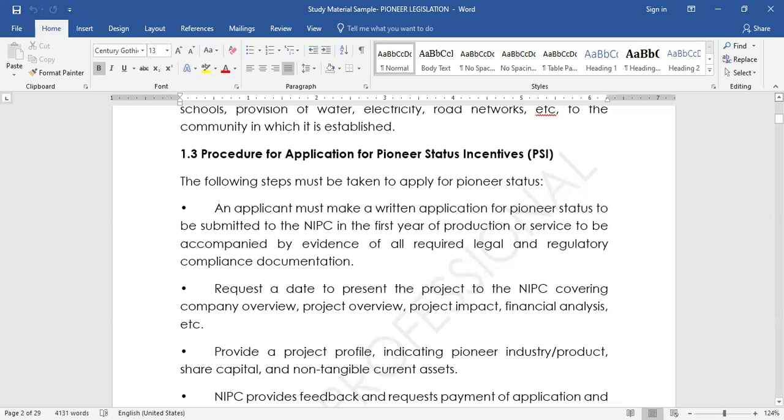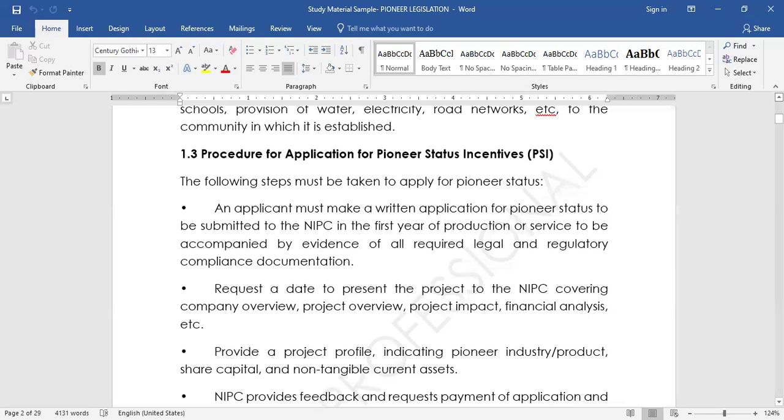After you have made the application in writing, you will request for a date that you will make a presentation of your project. On your date of presentation, you will tell them what kind of product you want to produce, how the product is going to be produced, how you are going to sell the product to Nigerian markets, and what value the product will have on the GDP of Nigeria.